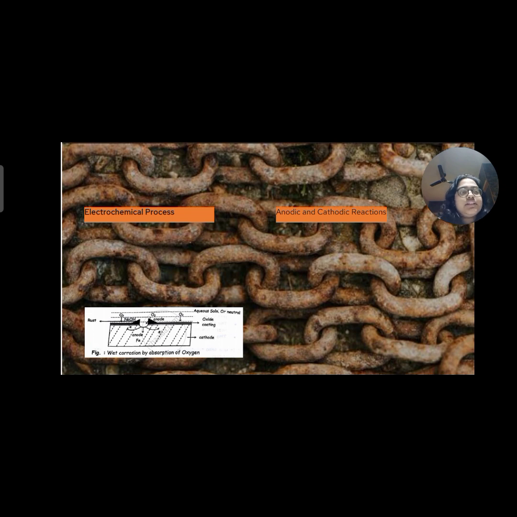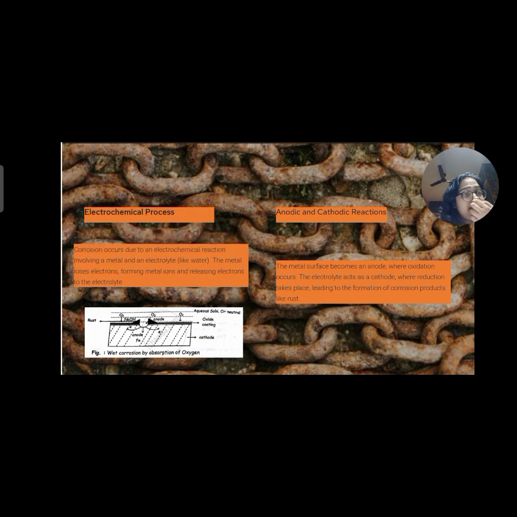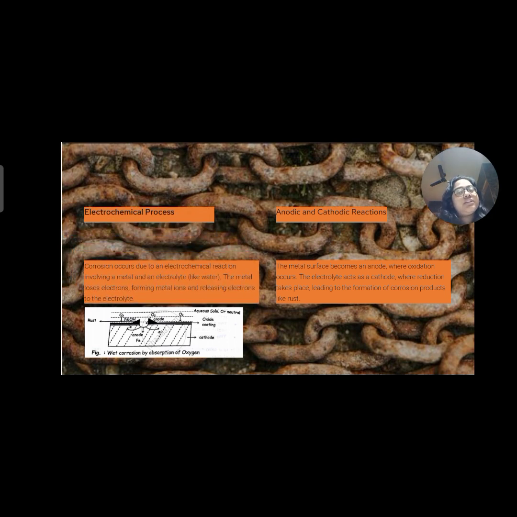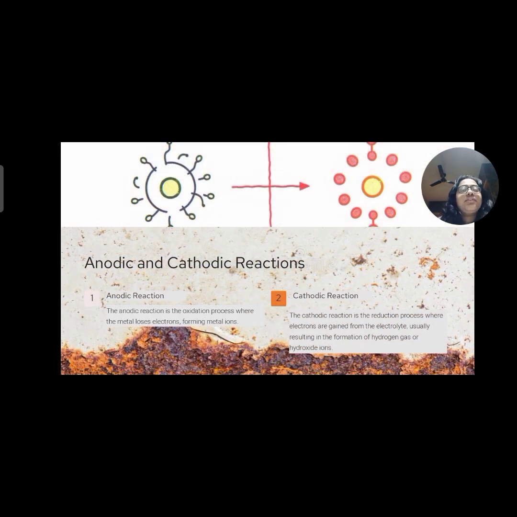The electrochemical theory of corrosion states that when a metal is left in an electrochemical or a corrosive environment, it results in the formation of galvanic cells. These galvanic cells result in the formation of two things, anodic and cathodic regions. In the anodic region, oxidation takes place, where metals form into metal ions, and obviously rust is formed.